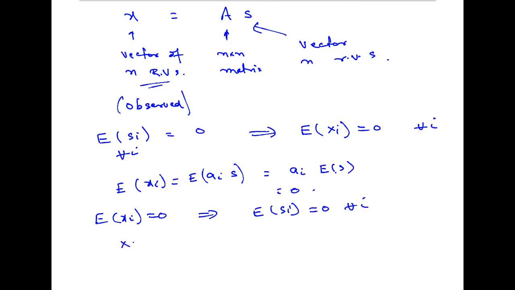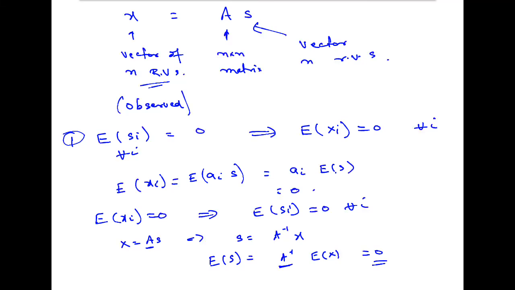And so since X is A times S, and we assume A is invertible, this implies S is A inverse X. So now expectation of S is A inverse expectation of X, which is equal to 0, right, for all the things. So therefore, even if your original sources have some means, if we center the observed variables, then that also centers them. And that does not change the matrix A. So that's one thing.